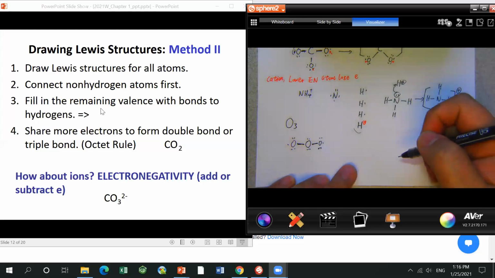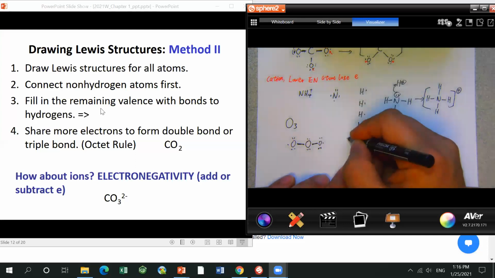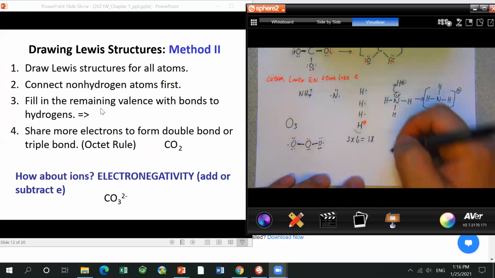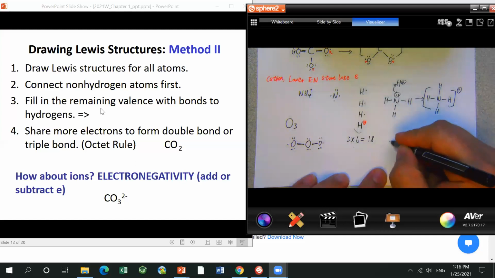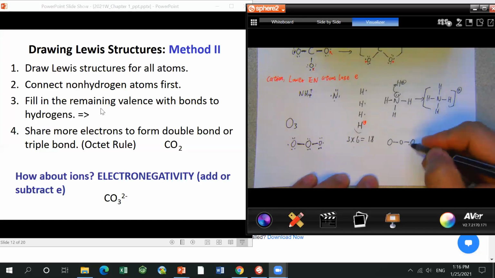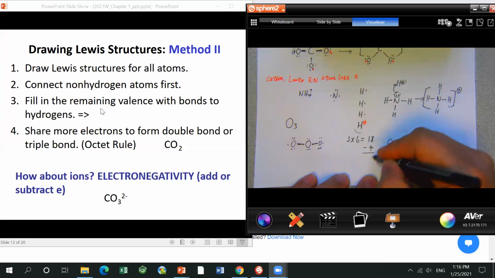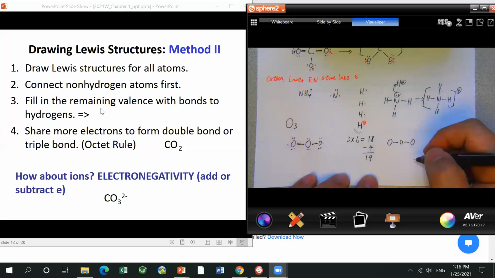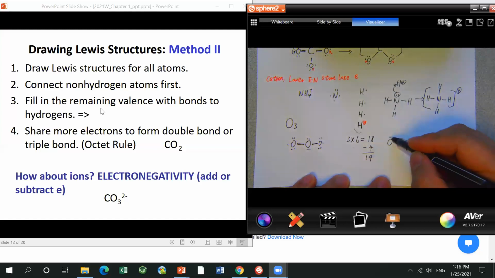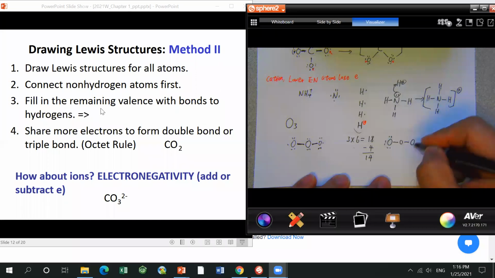Method 1, remember, first count the total valence electrons. 3 oxygens, each has 6 valence electrons, gives you 18. Next, connect the 3 oxygens. The 2 bonds use up 4 electrons, which gives you 14 left. Then we put these 14 electrons, first, keep in mind, onto the outside oxygens, left and right. To here, to here, to here, and to here, to here, to here.